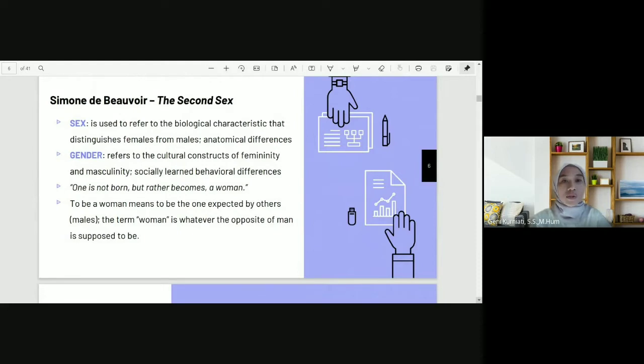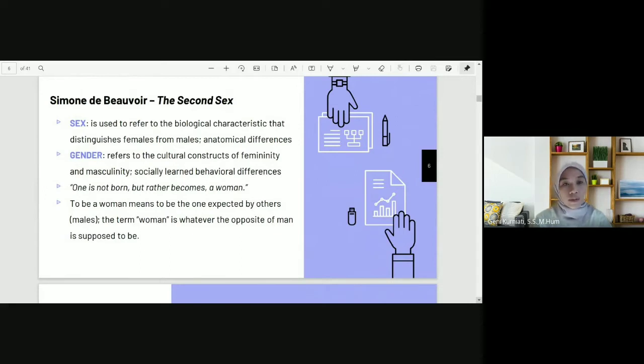On the other hand, gender refers to the cultural constructs of femininity and masculinity. Like I mentioned before, it's the binary opposition. There is feminine, there's masculine, and feminine is attributed to female, and masculine is usually attributed to male. The thing here is, gender is not what you are born with, but a socially learned behavior. Being a girl means this girl learns how to be a woman, learns how to be feminine, and the opposite.